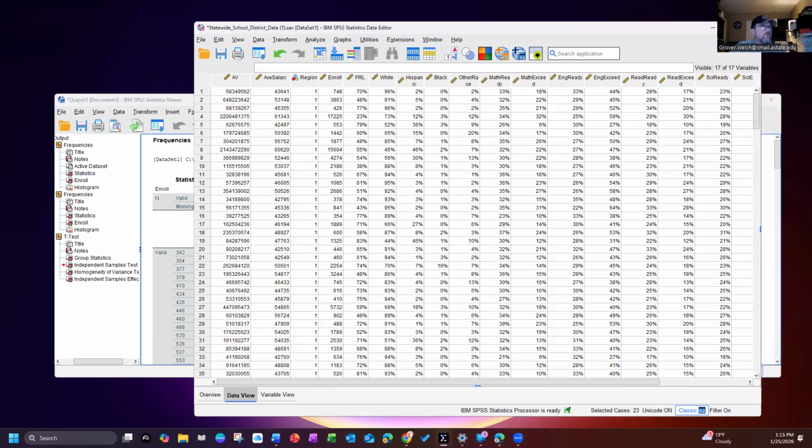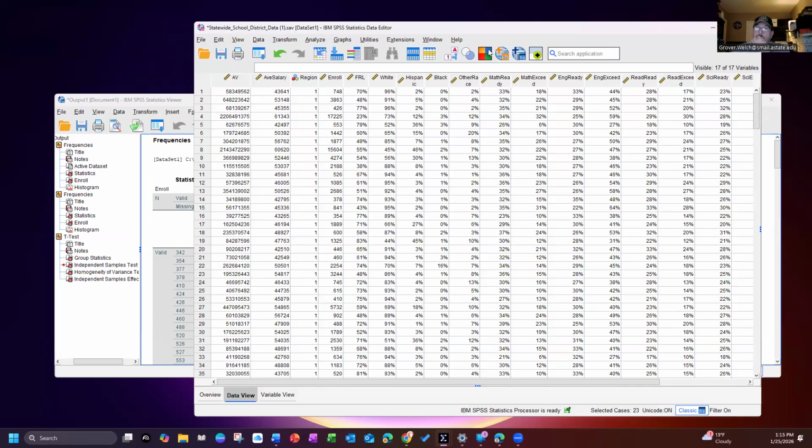Rover Welch, Module 2 Submission, T-Test Assignment. The research question is: is there a significant difference between student enrollment in Region 1, Group 1, and Region 5, Group 2? My null hypothesis: there is no significant difference between student enrollment in Region 1 and Region 5.